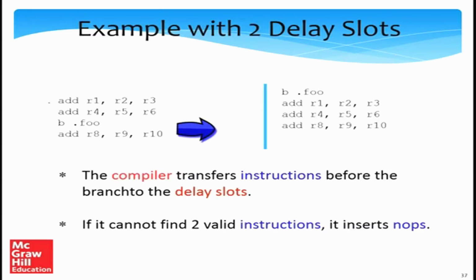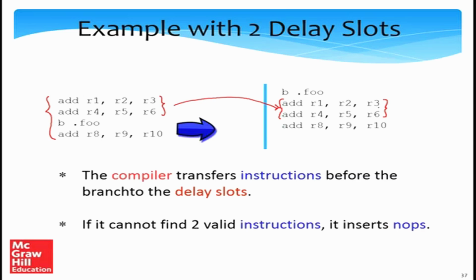Let us consider a code snippet of this kind. Here we have a branch to the .foo label, and we have two instructions before it, add R1, R2, R3, and add R4, R5, R6. As we see, these two add instructions are per se independent of the branch, right? They don't determine the target of the branch, neither the direction of the branch. So what we can do is bring these two instructions to after the branch and envision a processor which treats a branch like a normal instruction and treats the instructions after the branch as normal instructions as well.